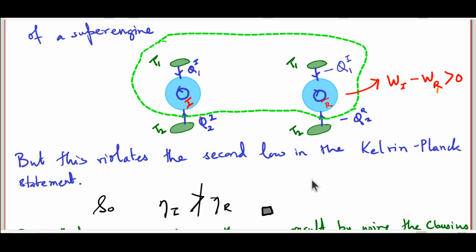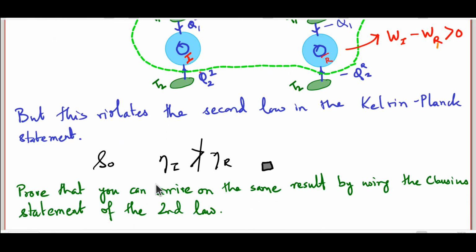Now, this means that what we have managed to build is an anti-Kelvin-Planck engine, something which takes heat from a single reservoir and converts that entirely into work without changing the state of anything else. But this violates the second law. And therefore, the assumption that we started out with, that eta I is bigger than eta R, must be wrong. Eta I must not be bigger than eta R. So this proves Carnot's first theorem. And what we have used in the process is the Kelvin-Planck statement.